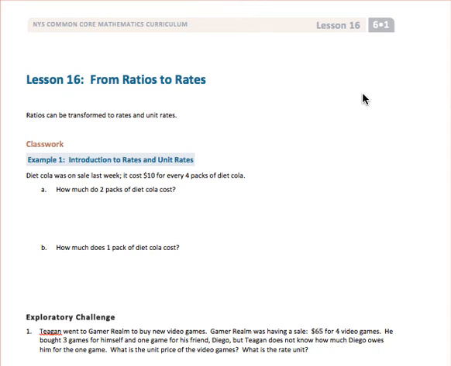In lesson 16, we're going to make the distinction between ratios and rates. Ratios are comparisons of two numbers, and no words are included in the ratios. On the other hand, a rate uses the words to describe what those numbers relate to.